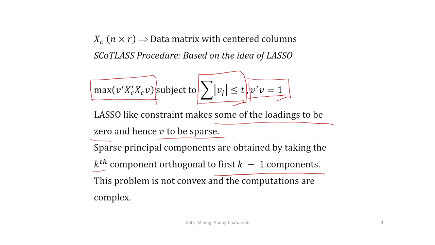Further, this problem is not convex and the computations are complex. If you do not impose this lasso-like condition, then you get simple solutions because the problem is convex and you get a neat and clean expression for V. But here, the problem is not convex, so the computations are complex.